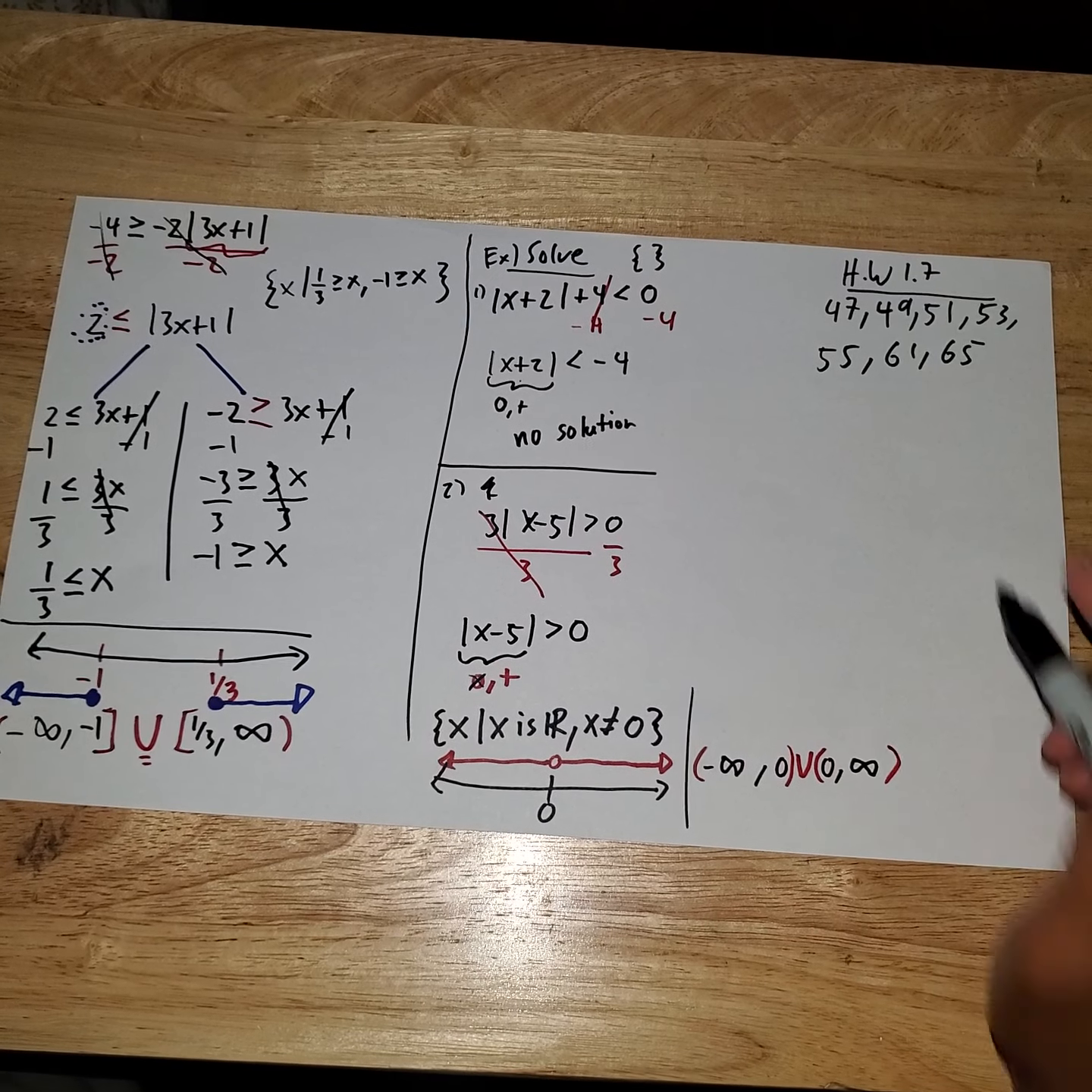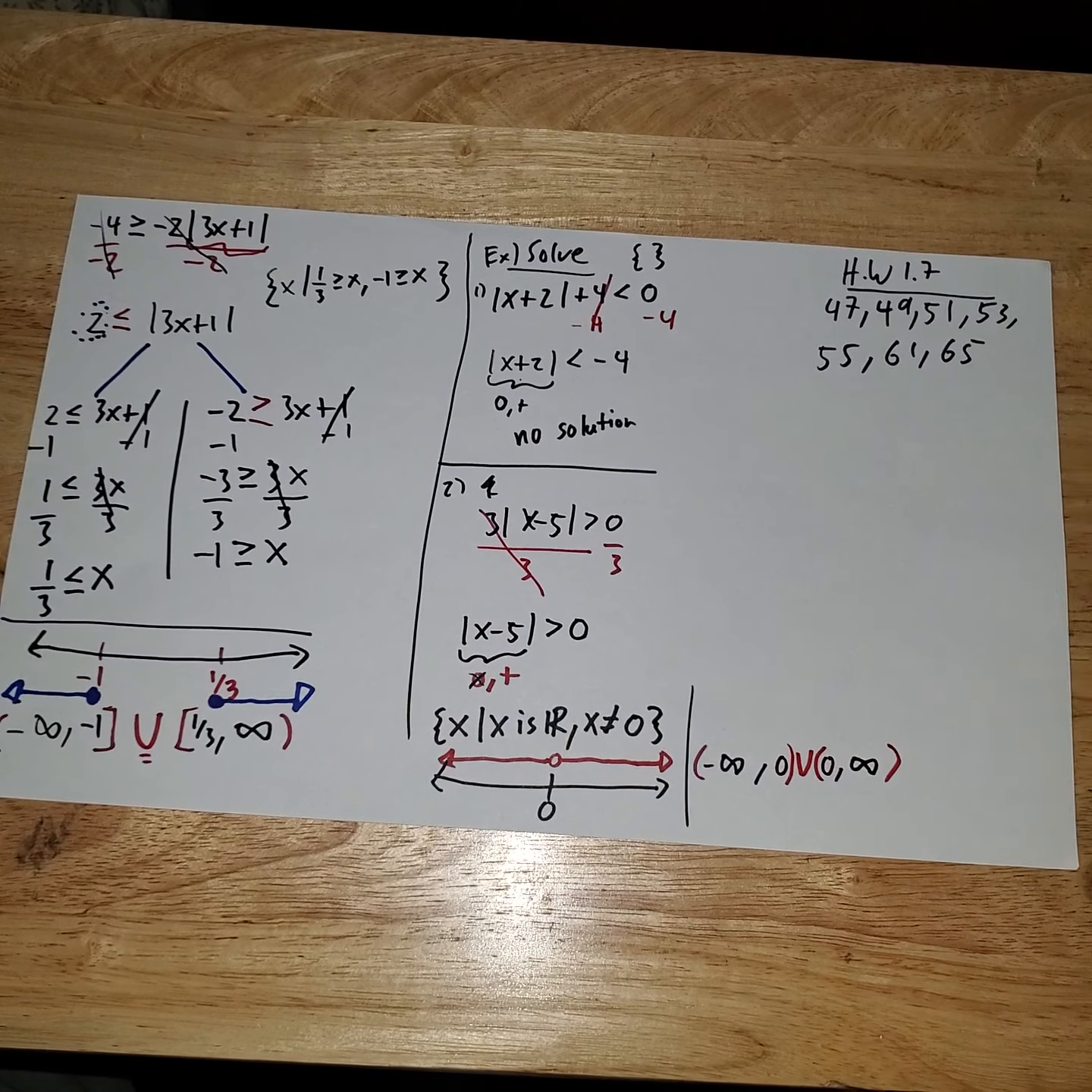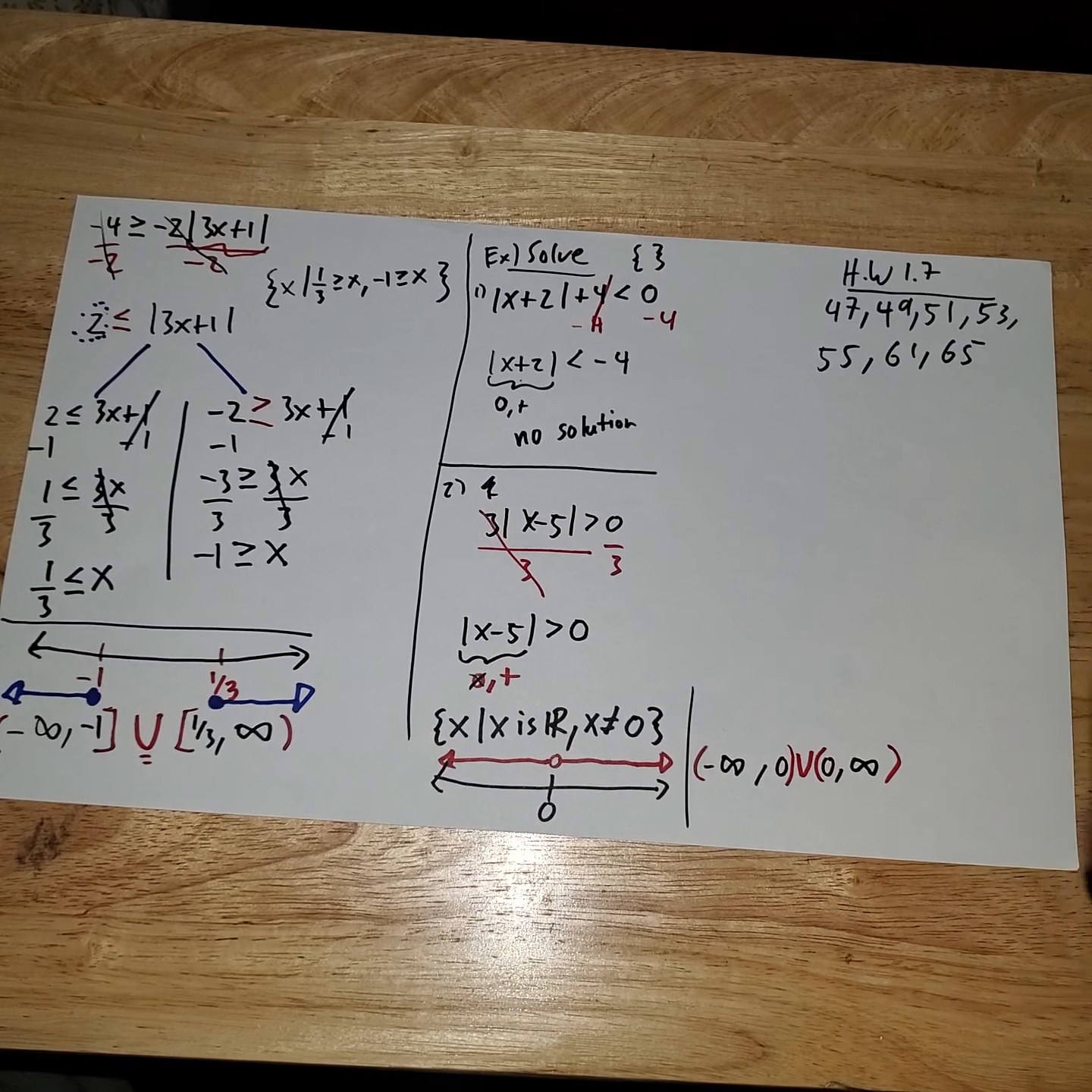Alright, here's your homework: 47, 49, 51, 53, 55, 61, and 65. So only 7 problems. Again, this is just continuing the 1.7 from last time.